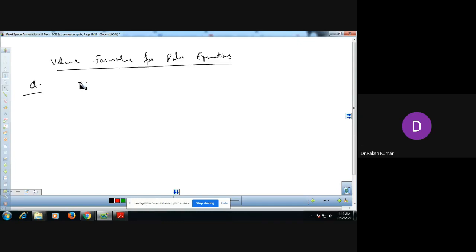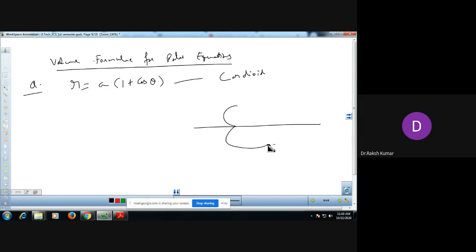We have the question: the curve is r is equal to a into 1 plus cos of theta. The name of this curve is cardioid, and its shape is standard. This is the standard shape of this curve. Plot this curve on your copy. This is the curve we have, and this is the horizontal axis. At this point, name this point as A, and this point as O.